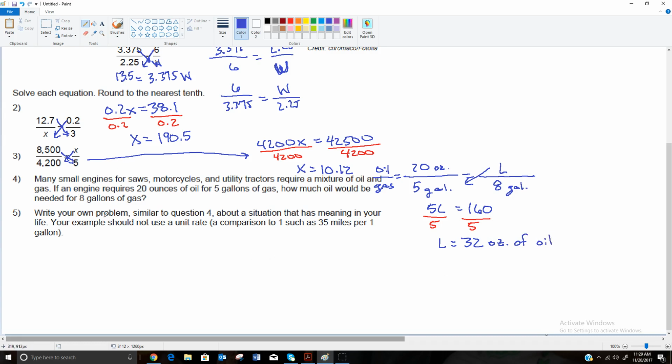Then lastly, it says write your own problem similar to question 4 about a situation that has meaning in your life. Your example should not use a unit rate, so we don't want to do 35 miles per hour or 35 miles per 1 gallon or that type of thing. But there's lots of situations where you could use this. One place that I always tell students you can use this that you might not think of is if you're trying to figure out how much money you made in a certain week or month and how many taxes are going to get taken out. So I'll put one up here about that.